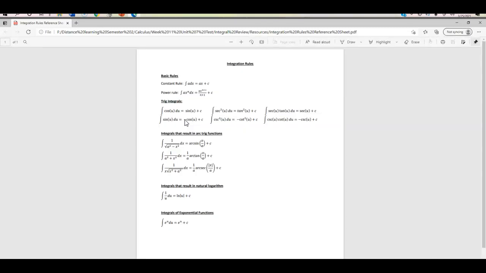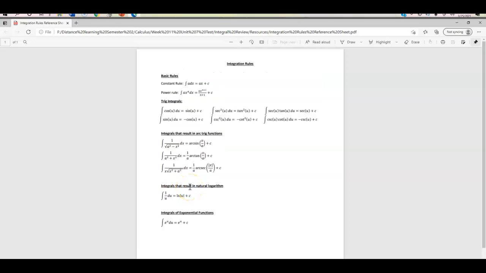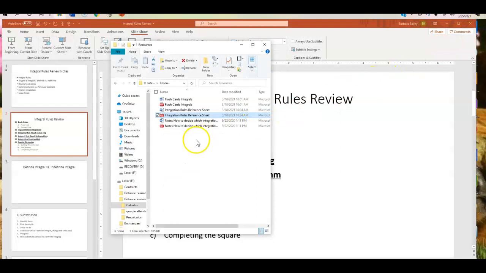So first of all, let's take a look at the integral rules reference sheet that I'm providing you guys. Basically here, I provide you with all the rules. How to integrate a constant, you just put an x next to it with a plus c. Power rule, add 1 to the power, divide by that number. Don't forget your plus c. Here's all the trig integrals. Here's all the functions that when you integrate them result in arc trig functions. Here's the natural log, and here is the integral of an exponential function. So these are all the basic integration rules.